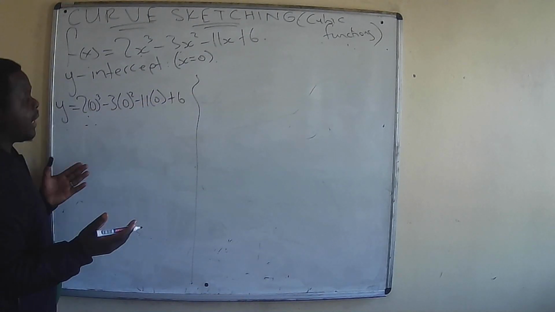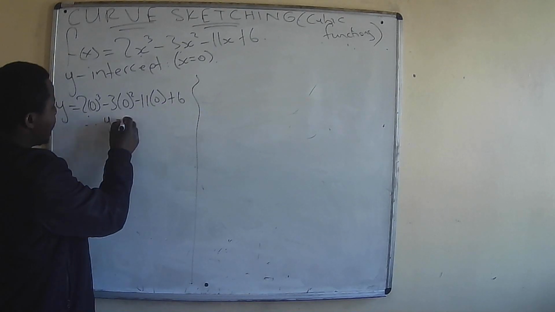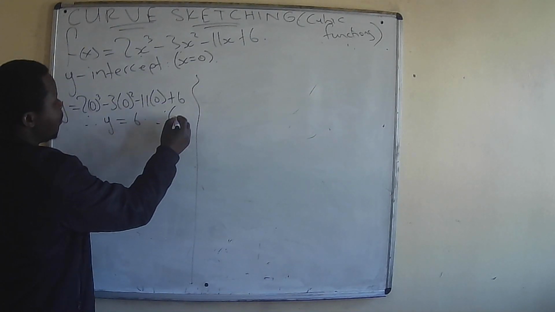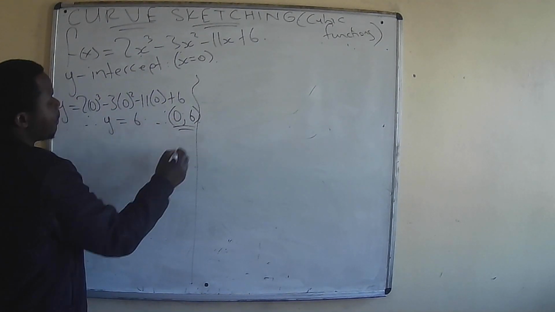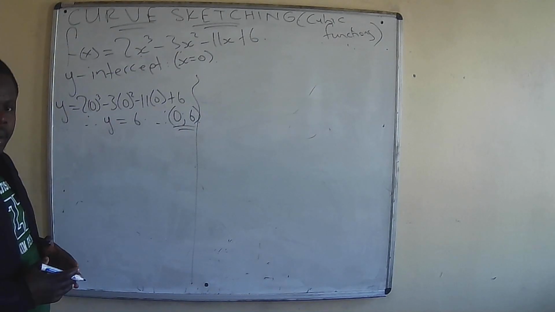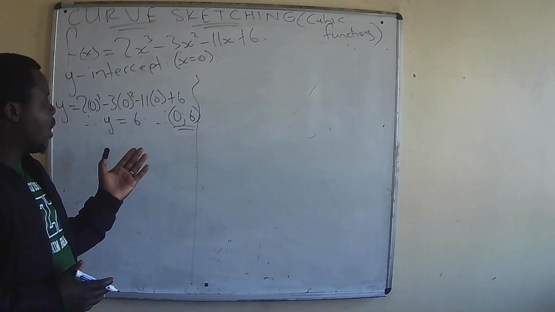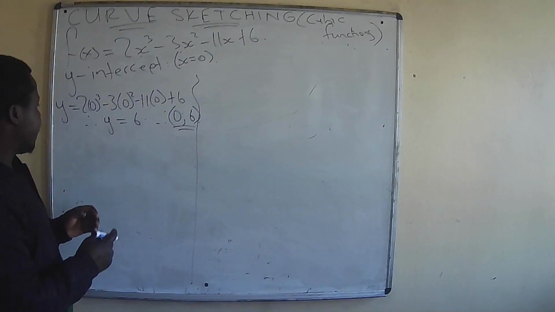So basically, we are saying if x becomes 0, then we are going to have our y equal to 6. So the coordinate is going to be x is 0, y is equal to 6. Okay, now we have our y-intercept. Having our y-intercept, we also need to find what is called the x-intercept.